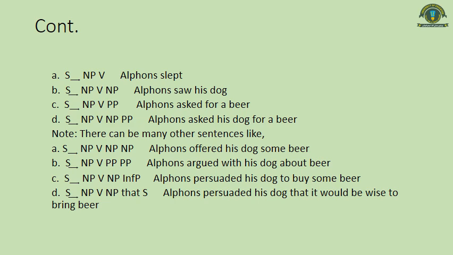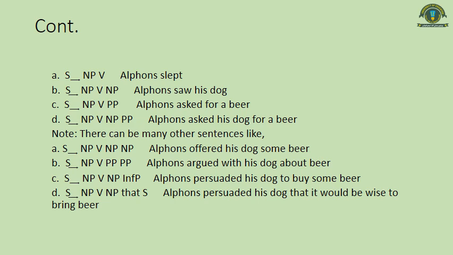So, of course, sentences like Alphonse offered his dog some beer. Under this sentence, the S is made up of noun phrase, verb, and then a noun phrase, again followed by another noun phrase. So S is followed by NP, V, NP and again another NP.